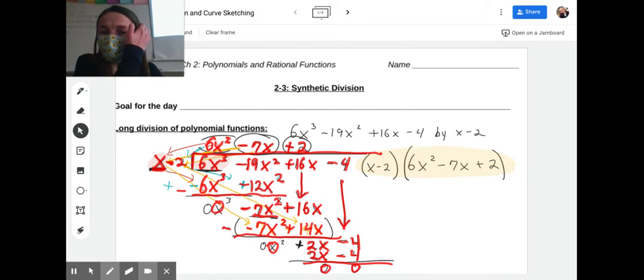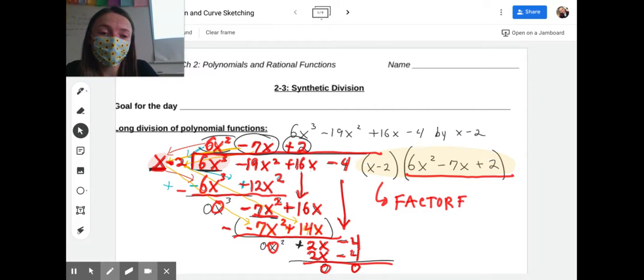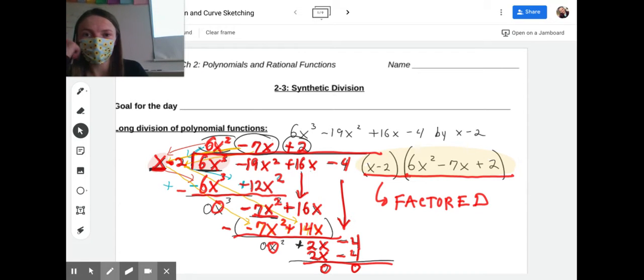And so what I know is that if I divide x minus 2 into this whole function, I get 6x squared minus 7x plus 2. So the factored form is what I wrote here. And factored form is just basically saying, hey, I could take a factor of x minus 2 out, and this would be it in fully factored form. All right, let's keep going.